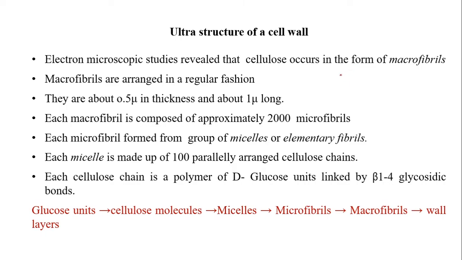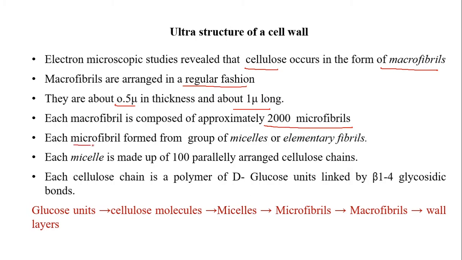Now let us see the ultrastructure of the cell wall. Electron microscopic studies have revealed that the cell wall cellulose occurs in the form of macrofibrils. The macrofibrils are arranged in a regular fashion. They are about 0.5 microns in thickness and 1 micron in length. These macrofibrils are made up of 2000 microfibrils.